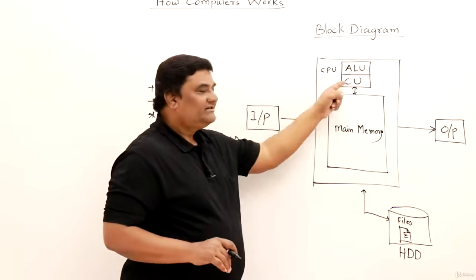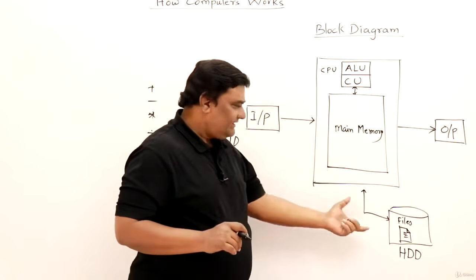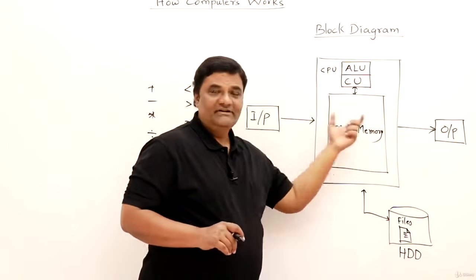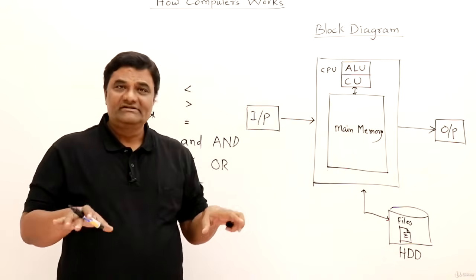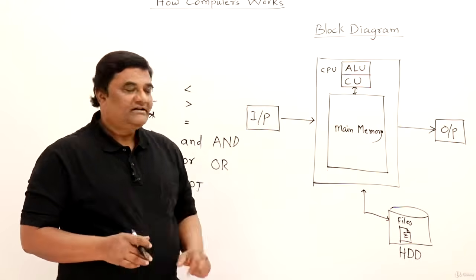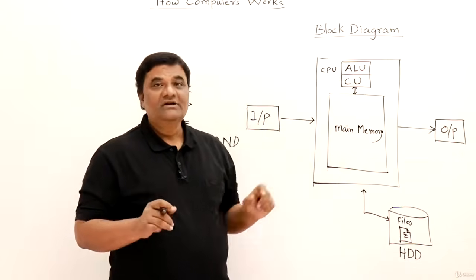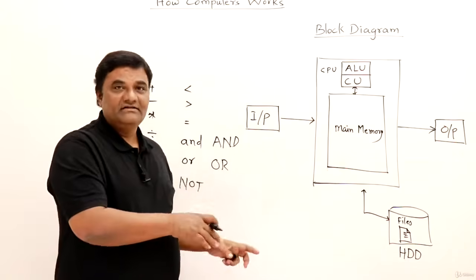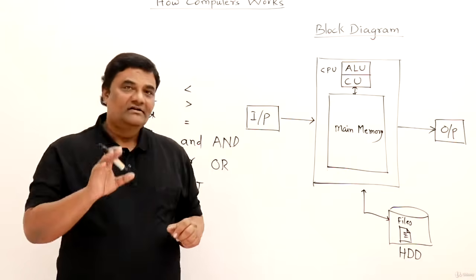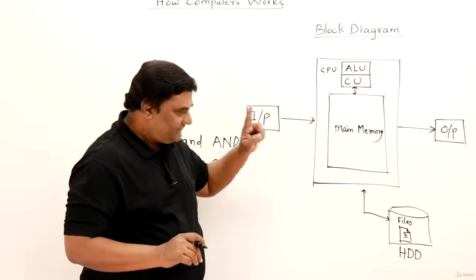Then second is CU, control unit. See, there are other things connected like hard disk drive and the main memory, input device and output device. For controlling all these things, controlling means utilizing them, it has a separate portion that is called the control unit. So its job is to utilize other resources. This is about the processor. Now next thing, let us start from here.